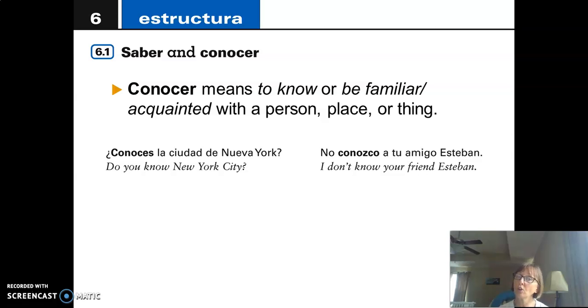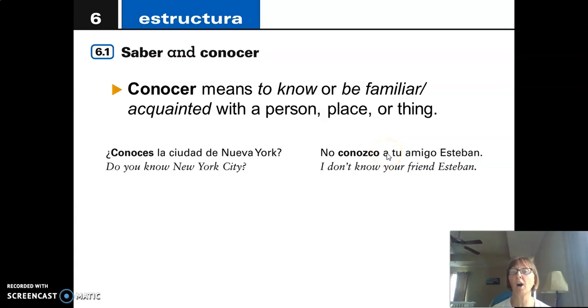Conocer, being familiar. ¿Conoces la ciudad de Nueva York? I'm asking you, are you familiar with New York City? Like, do you know your way around? Do you know it well? No conozco a tu amigo Esteban. No, I don't know your friend Esteban. So here I'm saying I don't know this person. I'm not familiar with this person. Notice here the use of la a personal, okay?